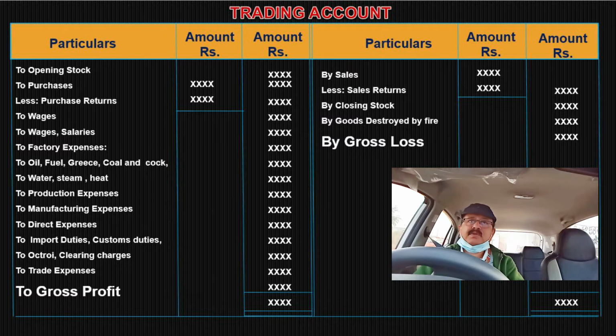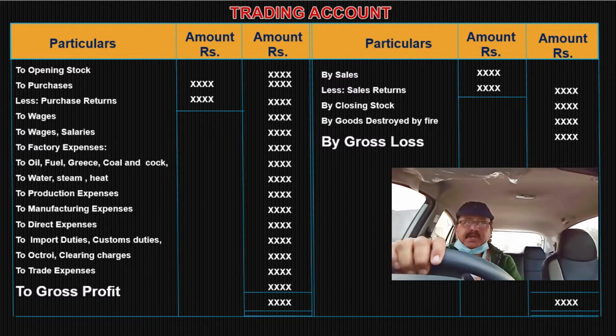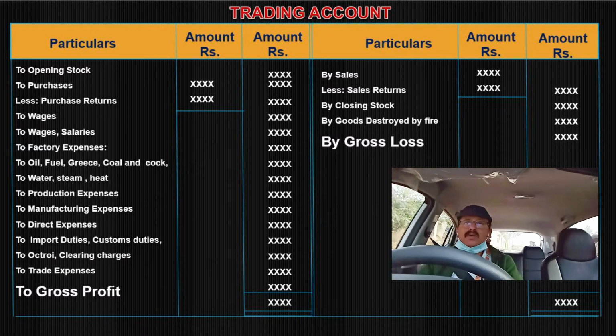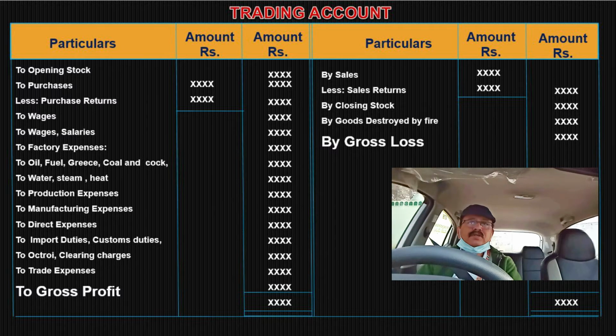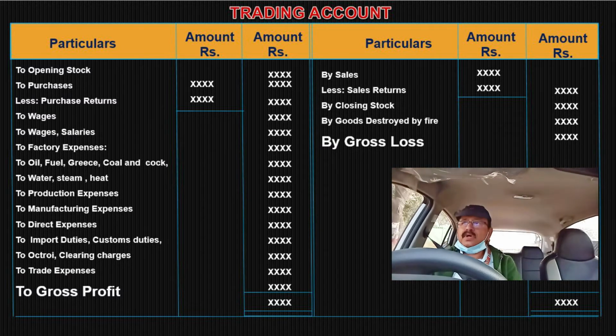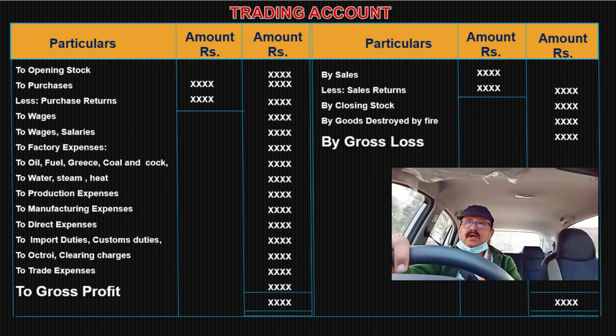This gross profit will be transferred to the profit and loss account. Sometimes we may get a gross loss on the credit side of the trading account. So that gross loss also we are going to transfer to the profit and loss account. Okay, my dear students, this is the trading account.